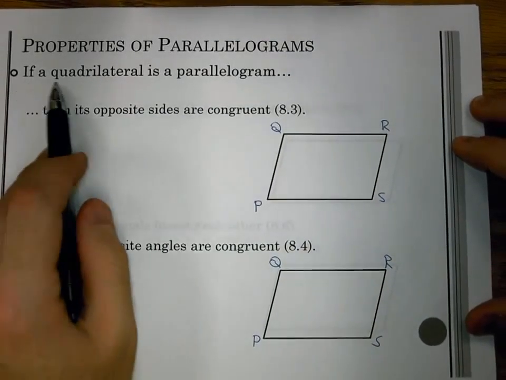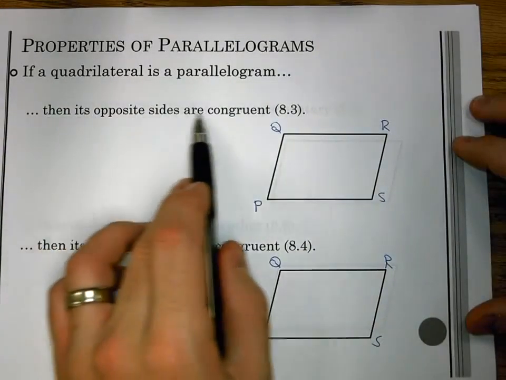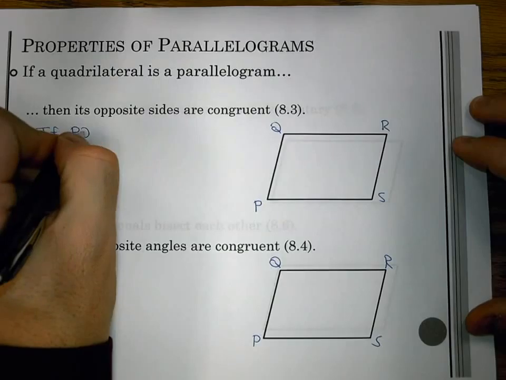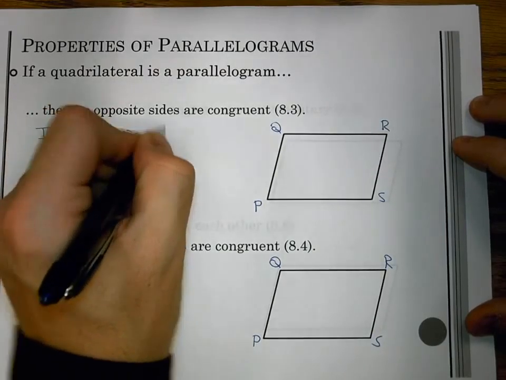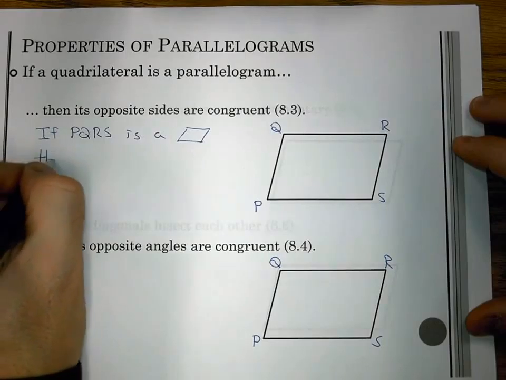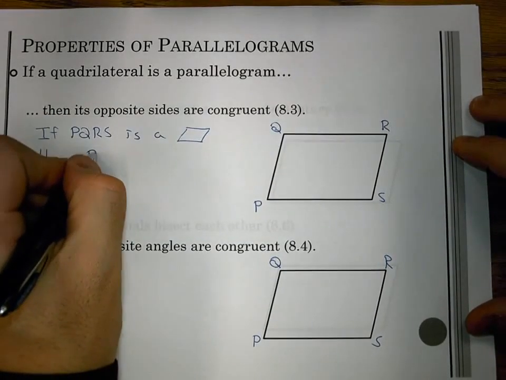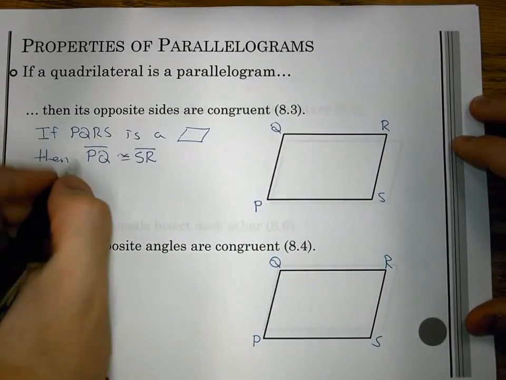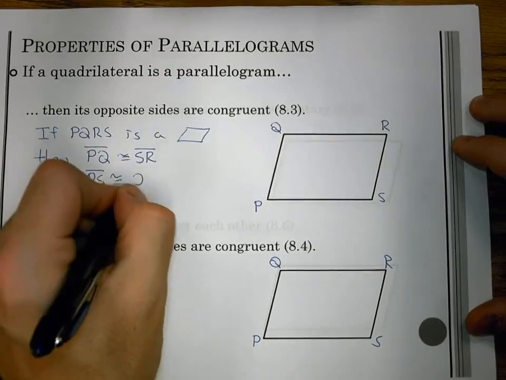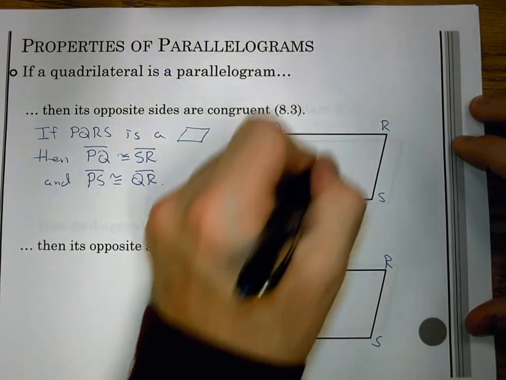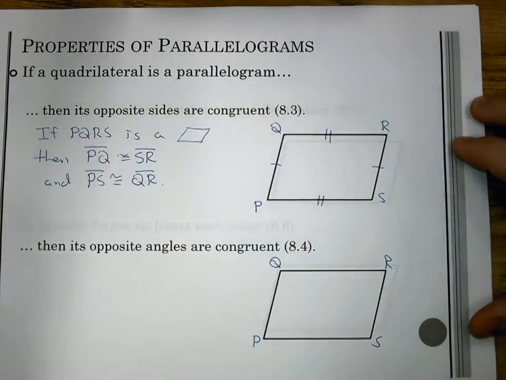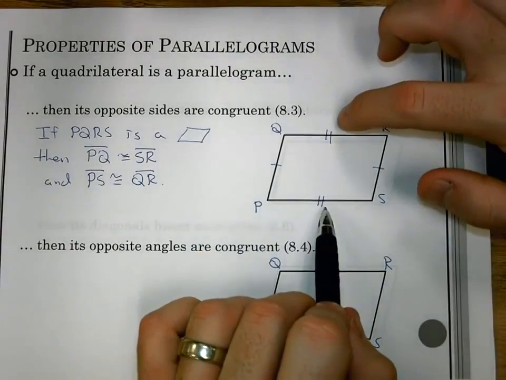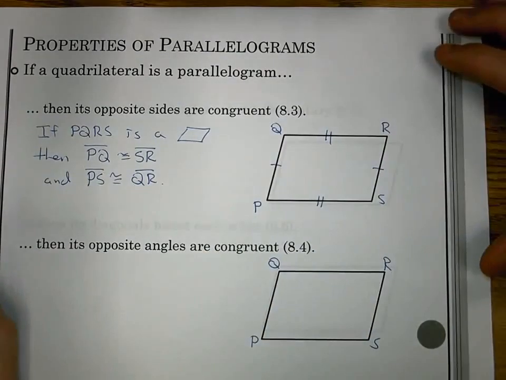In our first one, if a quadrilateral is a parallelogram, then its opposite sides are congruent. So let's rephrase that. Now I'm looking at PQRS is a parallelogram. Then, again, opposite sides: PQ is congruent to SR, and PS is congruent to QR. So, opposite sides are the same. If I knew values, I could set these equal, and I could set these equal. And that's really how we'd use that property.